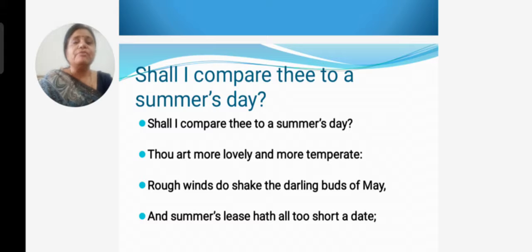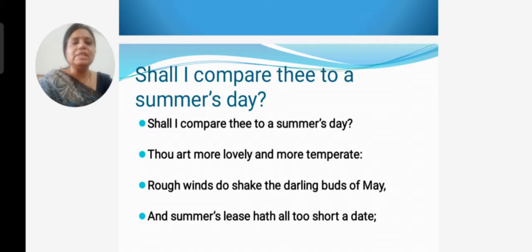So he says, first of all, you are more lovely and more temperate. A summer's day sometimes is not temperate, it may be harsh, it may be too hot. And in the summers, there are rough winds. The days are too windy, and they do shake the darling buds of May. And those winds are ill winds that cause a lot of harm to the flowers. So the power of destruction is also there in the summer's day.